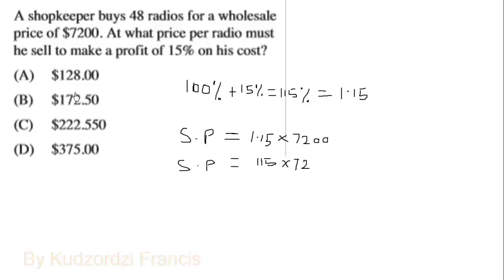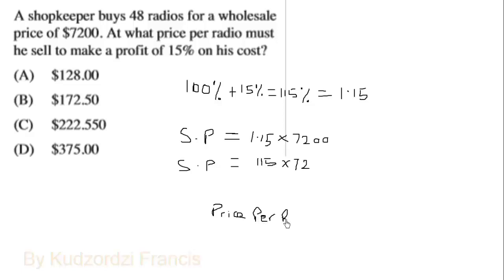Now we want to find the price per each radio. Price per radio. But you know there are how many radios? There are 48 radios. So to find the price per radio.